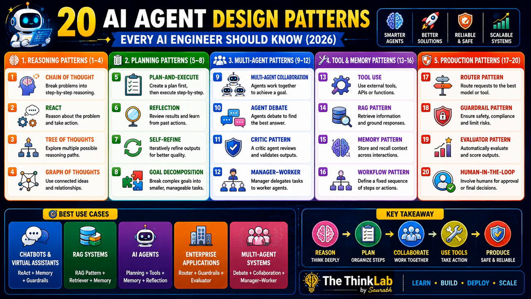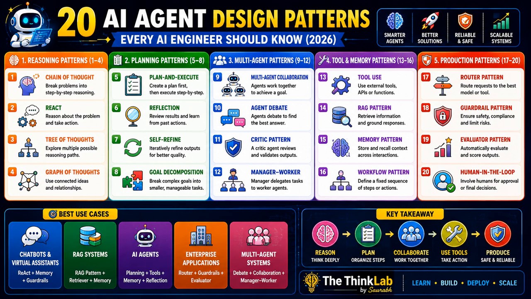Now we are moving to point number 12, the manager-worker pattern. One manager agent assigns the tasks, and several worker agents complete them. Finally, the manager combines all the results, and this pattern works very well for large workflows.